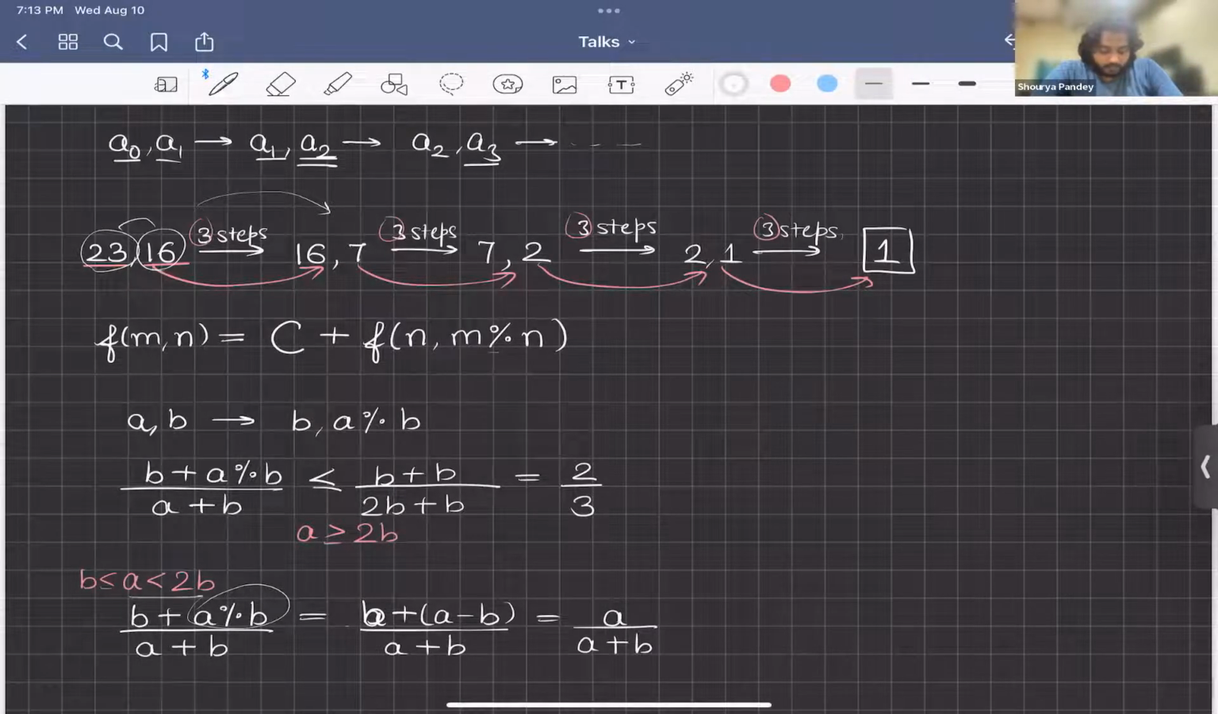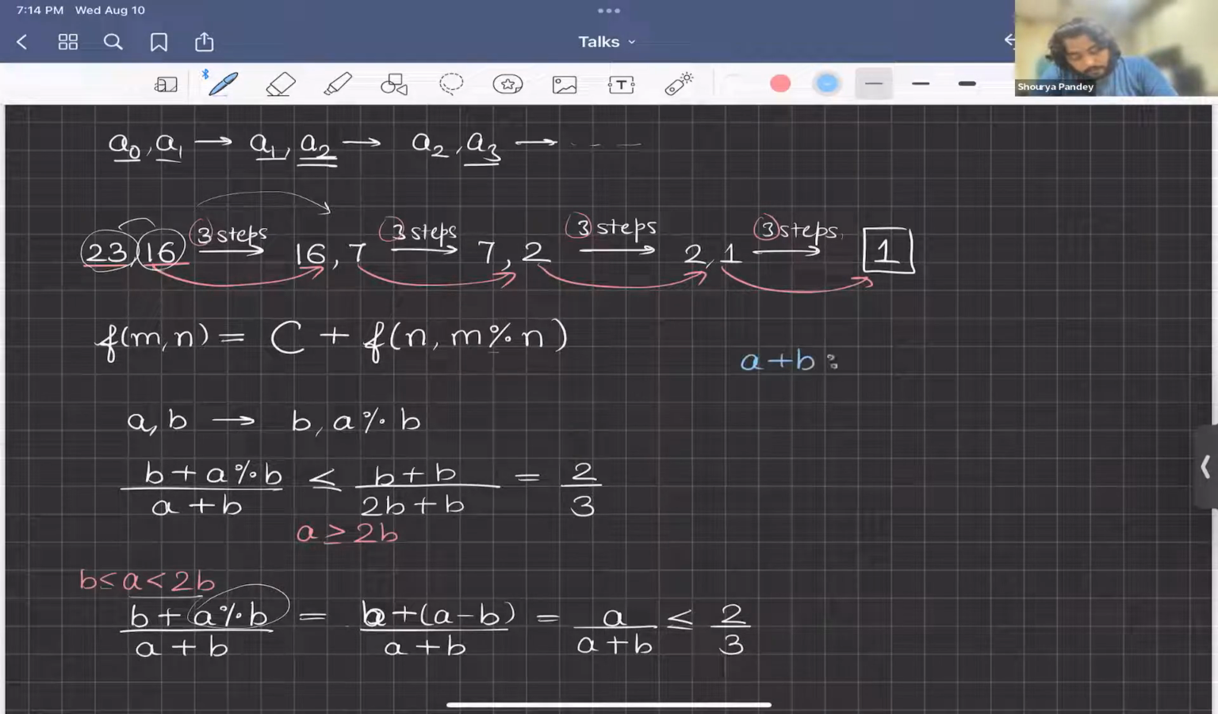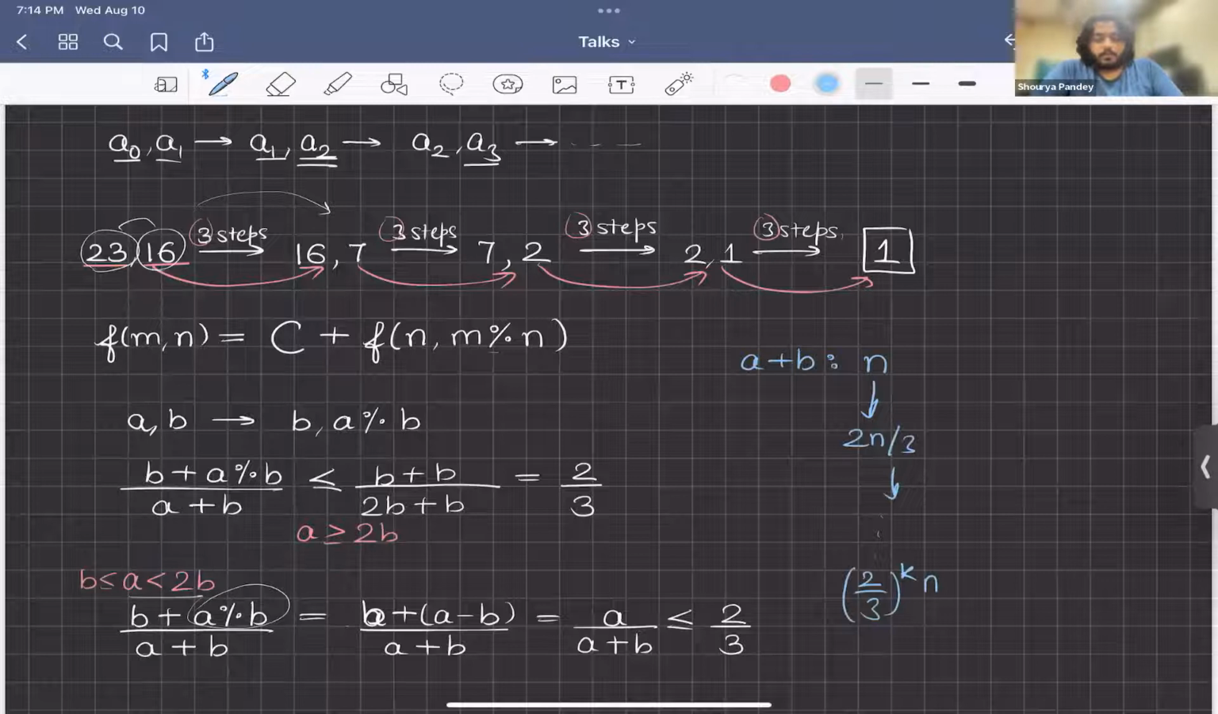Since A is less than 2B, this is at most 2/3. That's strictly less, but it's fine. So yeah, you indeed make the sum of the two numbers 2/3 at most each step. So if the initial sum of the numbers is some n, then the next step, the sum will be at most 2/3 of n. So after k steps, the sum will be at most this.